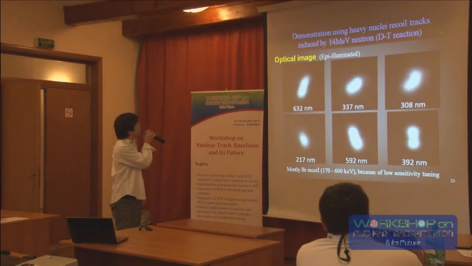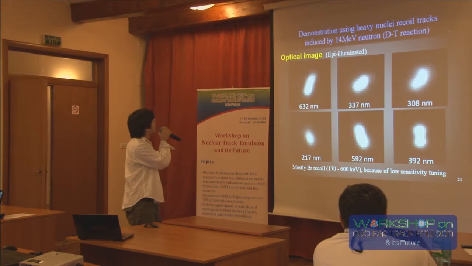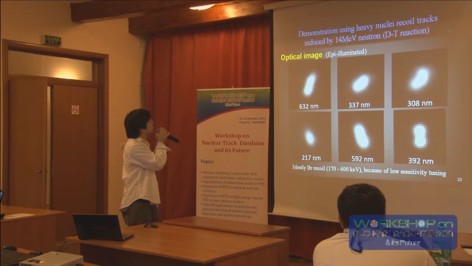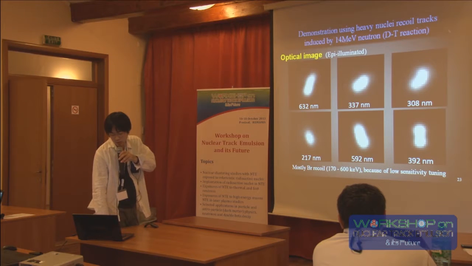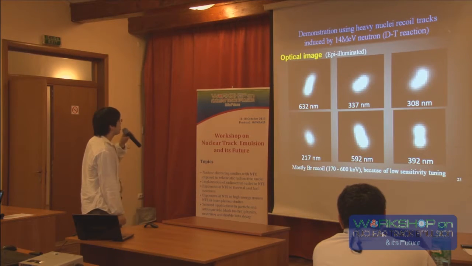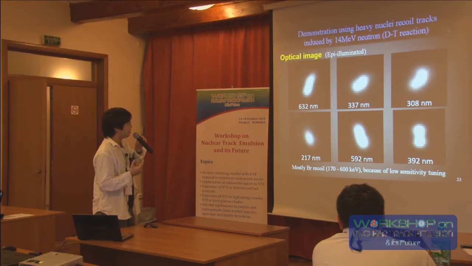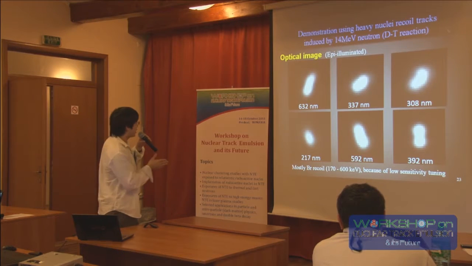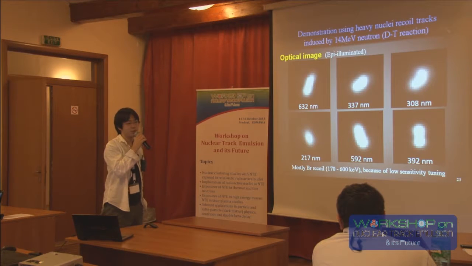This is the real optical image of the nuclear recoils from 14 MeV neutrons. These are almost all recoils of bromine because we used a very low sensitivity tuning in that case, but this system is almost the same as our realistic experiment.